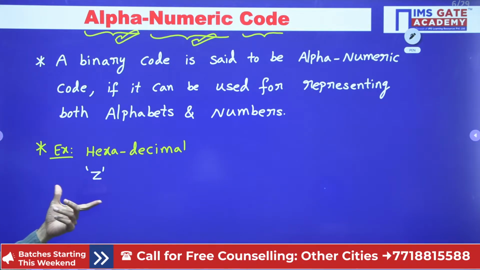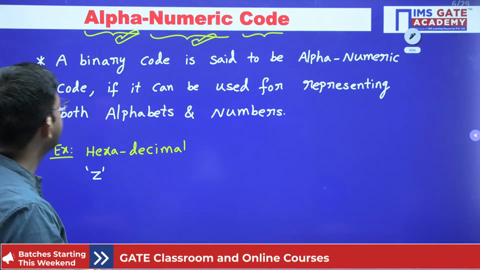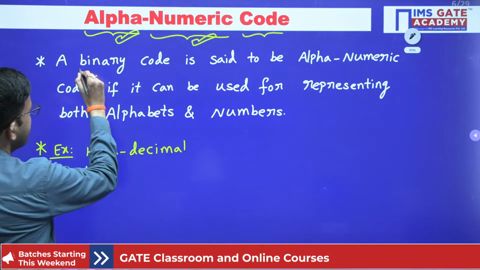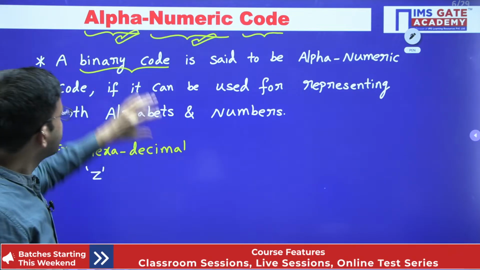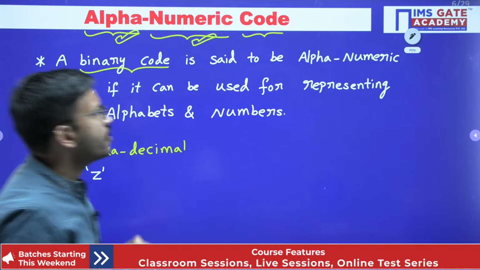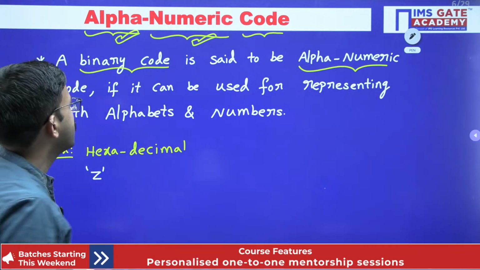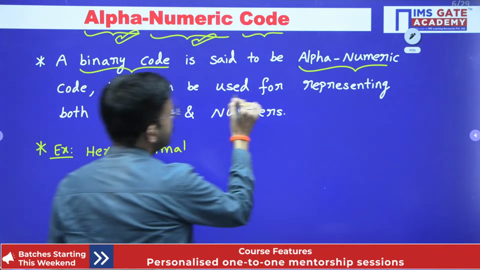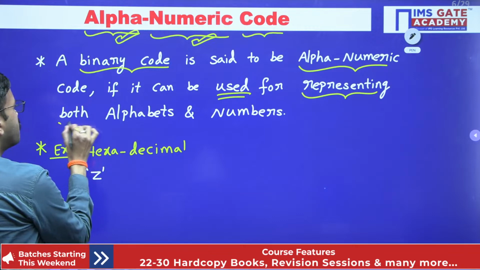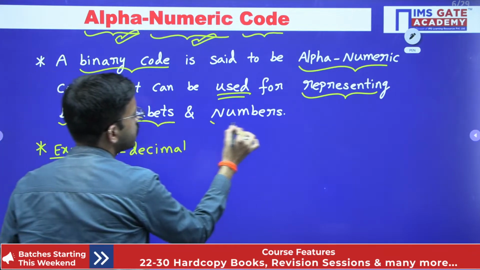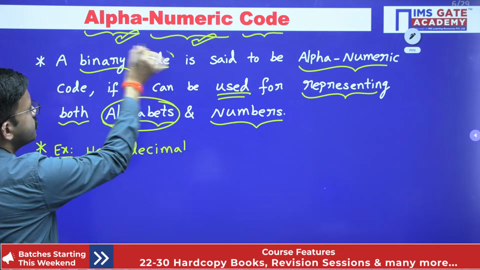You don't have, right? Just read the statement. What we are telling here, you are having a binary code. That means it is in the combination of zeros and ones. That particular binary code we are calling alphanumeric if it can be used for representing both alphabets and numbers. You are having a combination of zeros and ones.